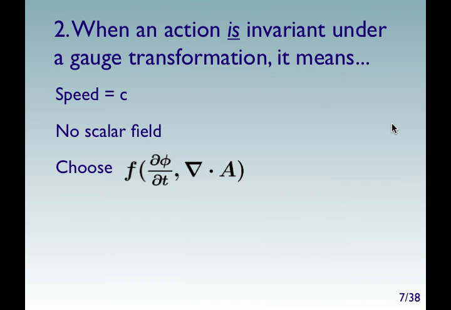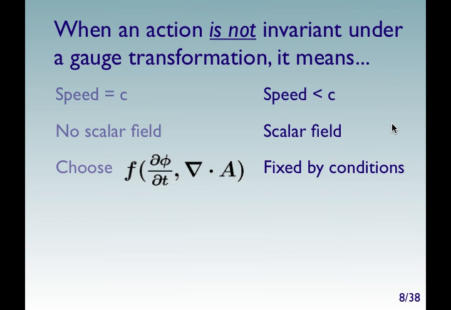And what you do with the action is actually look for something that you can vary and not change the resulting action. So, one of the things we look for is gauge invariance. In other words, can I change the gauge, and if I do, does it have an effect on what's going on in the action? And if you've got something that is invariant under this gauge transformation, it means something. It means that the particles are traveling at the speed of light c, that there is no scalar field, and I'm free to choose things like d phi dt or the divergence of A.